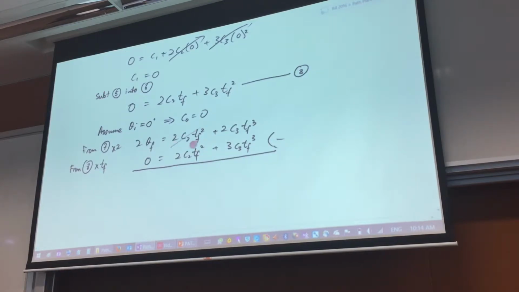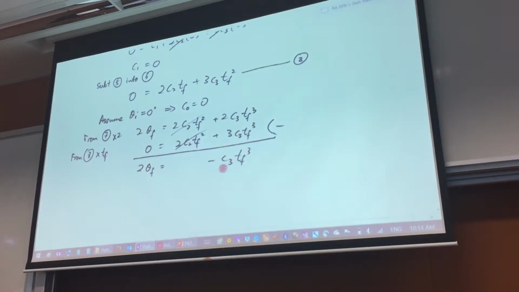So this will be gone because you minus away from each other. So this will become 2 theta F equal to, this is 0, and then 2 minus 3 gives minus C3 TF cubed. So I have one unknown here, C3, which will be minus 2 theta F over TF cubed. So this is my C3.